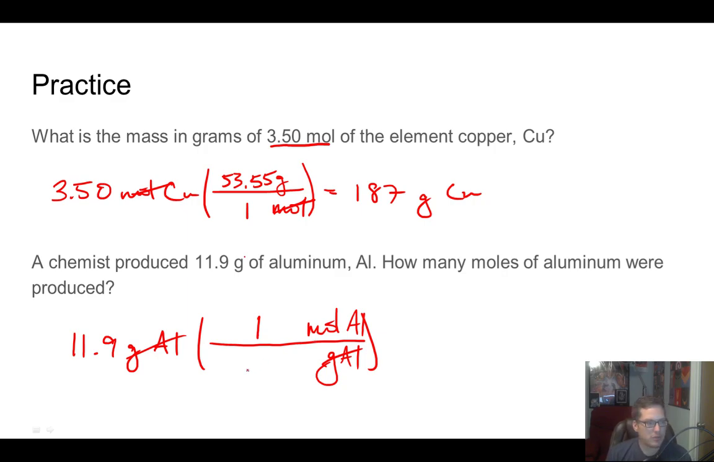Now the mass of aluminum is 26.98. Okay, according to this periodic table, your values may vary. All right, so we take 11.9 divided by 26.98, and we get 0.441 moles.